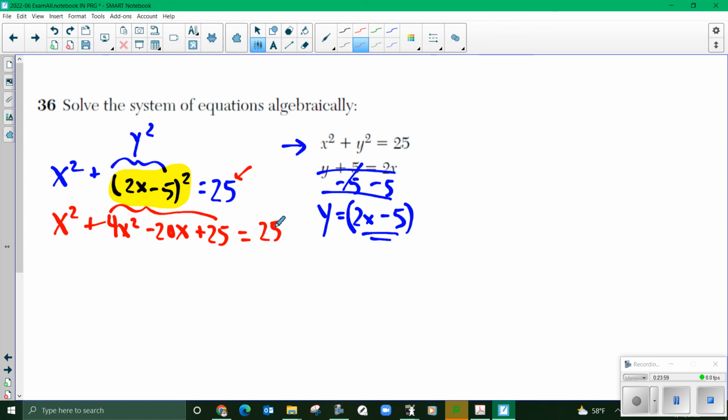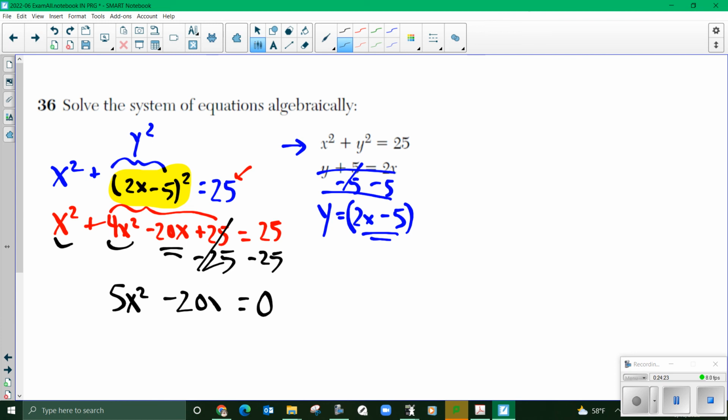What makes this really delightful to do, Mr. Visca, no math is delightful. This is a lot easier than it could have been. If I subtract 25 from both sides, that goes away, and now it's equal to 0, and I have 1x squared and 4x squared, which is 5x squared. I still have this minus 20x. I don't have a quadratic where I have to find two numbers that multiply to one number and add to another. All we're going to be doing is taking out a greatest common factor to solve this. That is the easiest type of factoring there is.